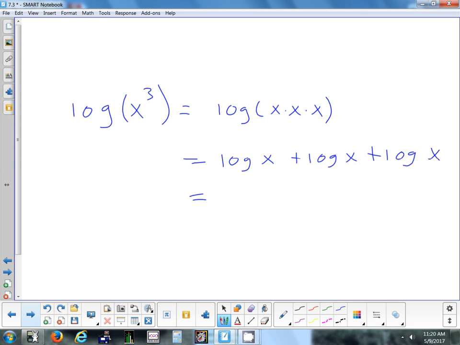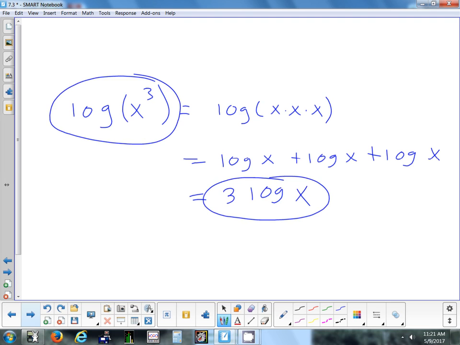So log x plus log x plus log x. It's going to be some kind of multiplication here. It's going to be 3 log x. If you're going to add the same thing together 3 times in a row, just multiply it by 3. It's the same thing. So does anybody see how we could get that from what we started with without going through the step in the middle? What's all that happened here?